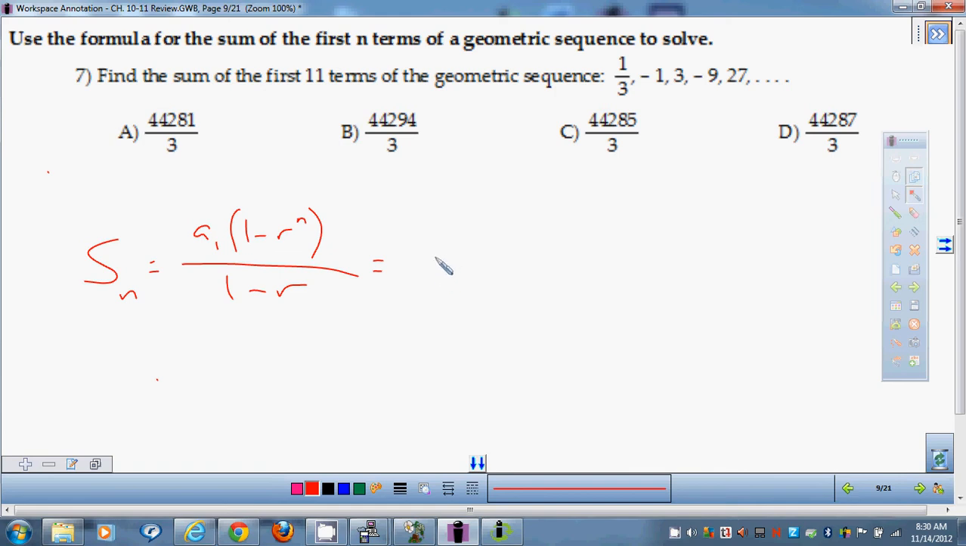So here we go. We're looking for S sub 11. So a sub 1 is what? 1/3. That's right. r is negative 3. Take any term divided by the previous term. So 3 divided by negative 1, and you get negative 3. What is our n value? 11. Very good. Just the number of terms. All divided by 1 minus negative 3. So we're ready to go to our calculator.